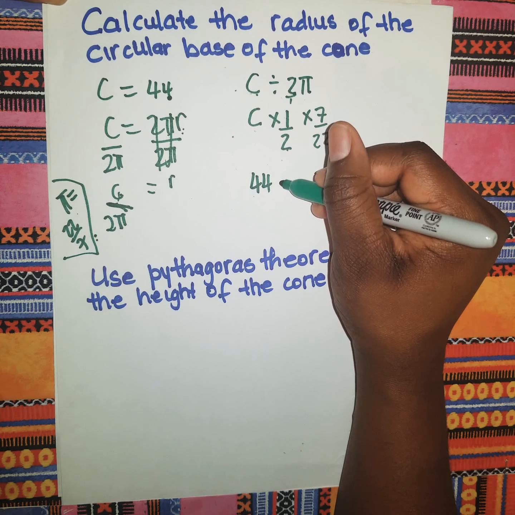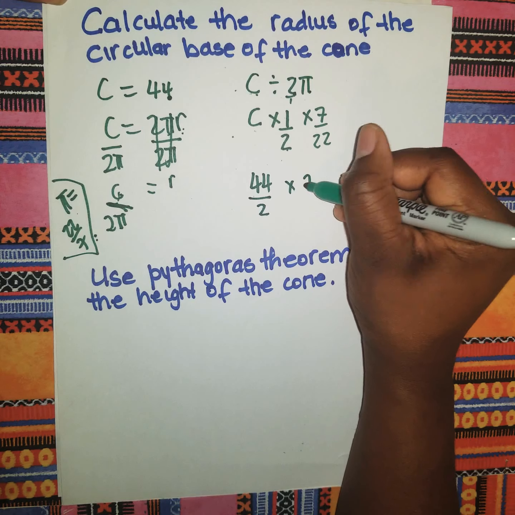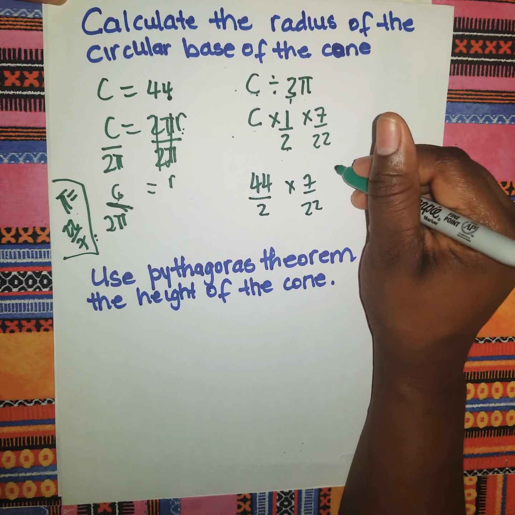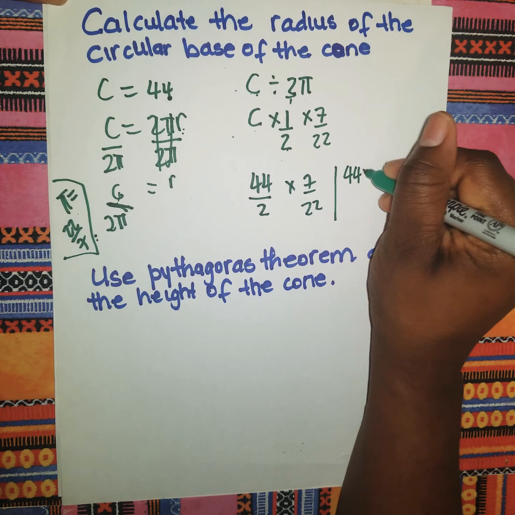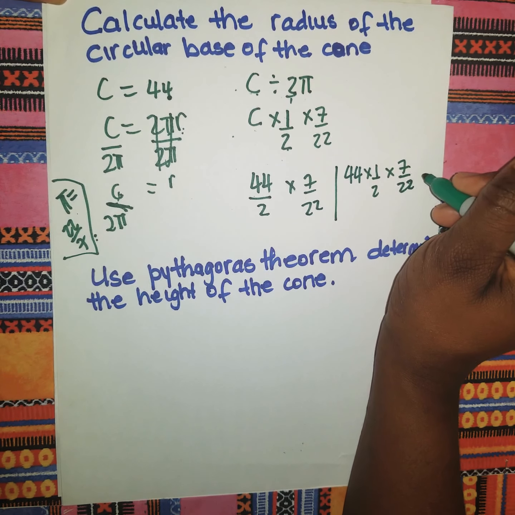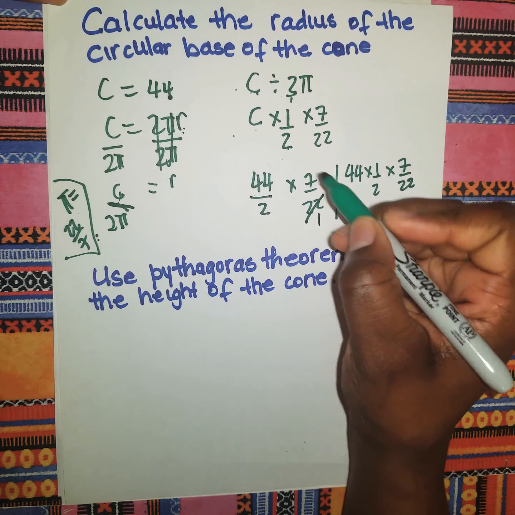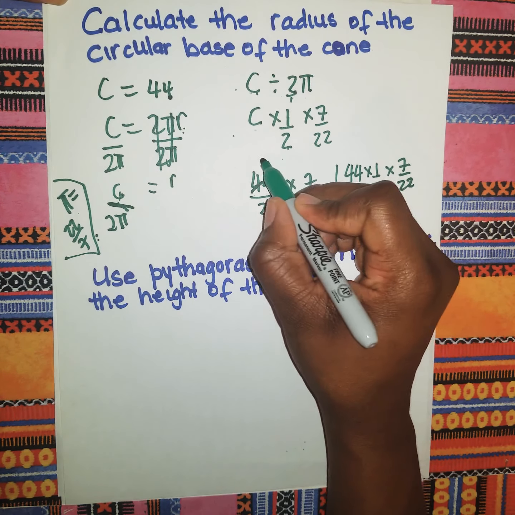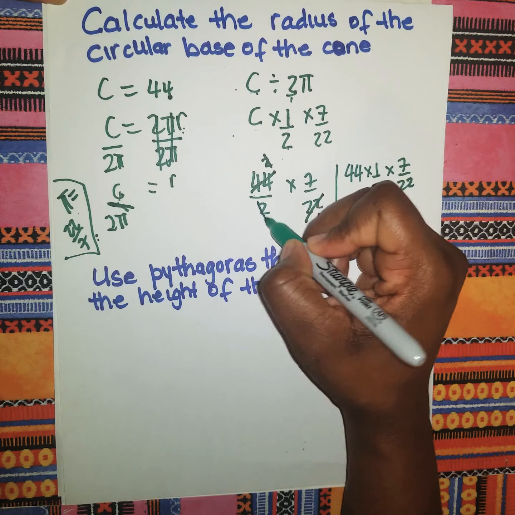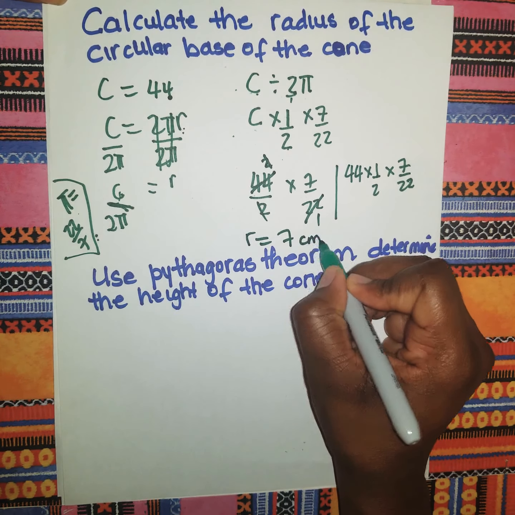So it's basically 44 divided by 2 times 7 over 22. Or I want to say 44 times 1 over 2 times 7 over 22. Alright, guys, so let's simplify right here. 22 and 22 goes 1 times, into 44 goes 2. This 2 cancels this 2. So r is equal to 7 centimeter.